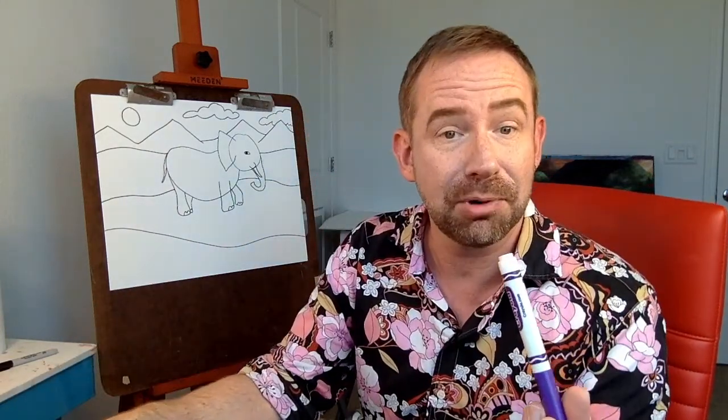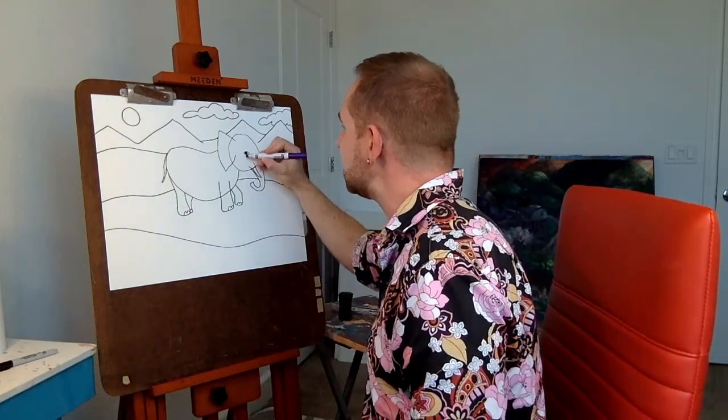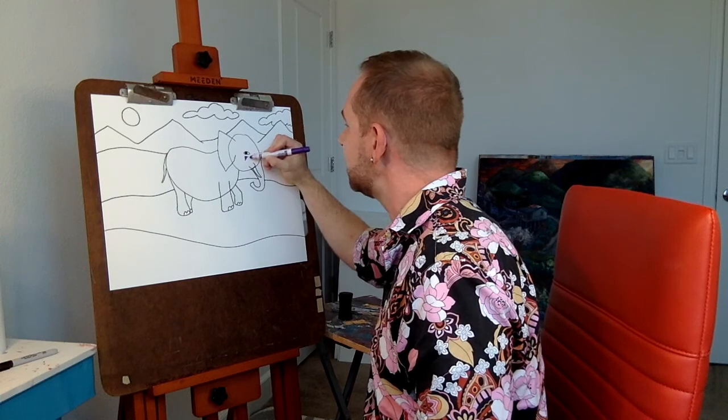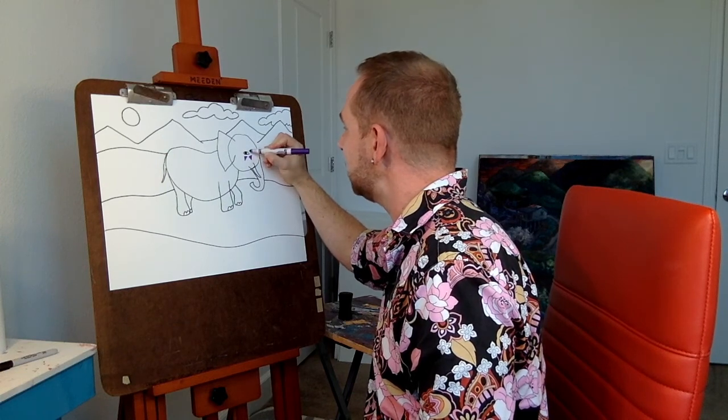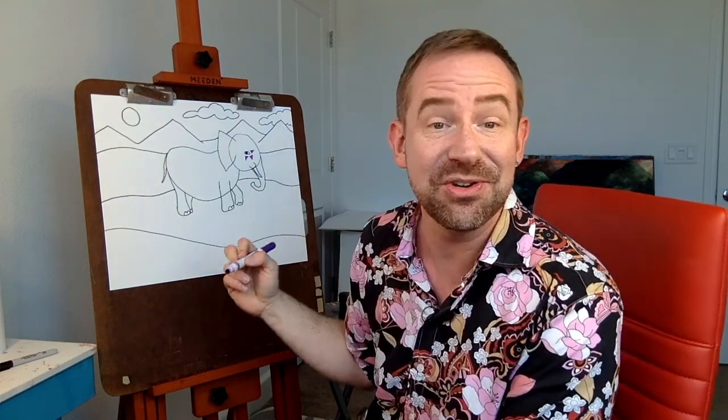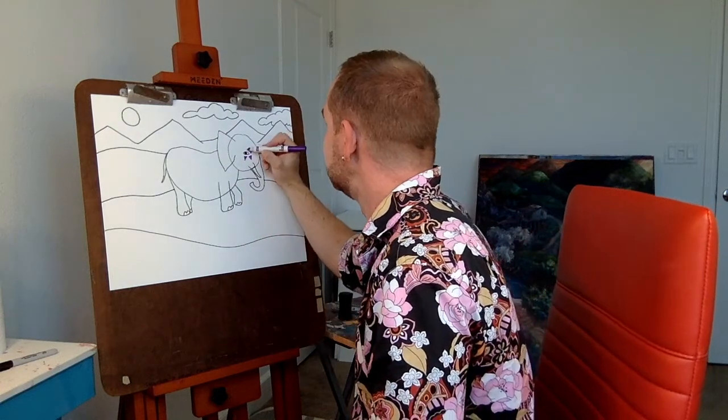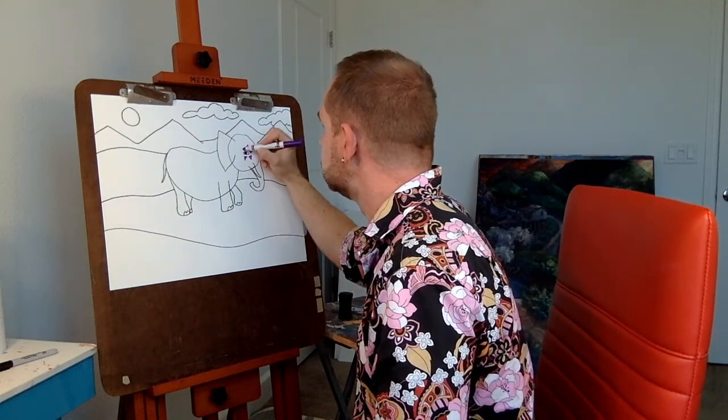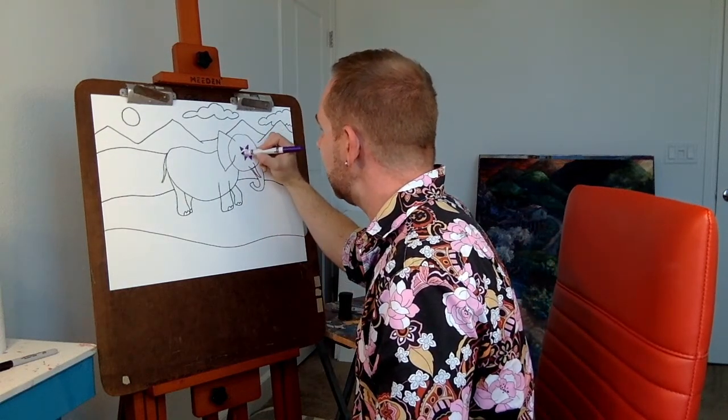So you can think up all kinds of different patterns that you want to use on your elephant. I've got my little bucket of markers here. I'm going to start with purple. And I want to just make some little triangles first around our elephant's eye. That's what I'm going to do. You don't have to do that though. You do whatever you want. I want my elephant to be very fancy.